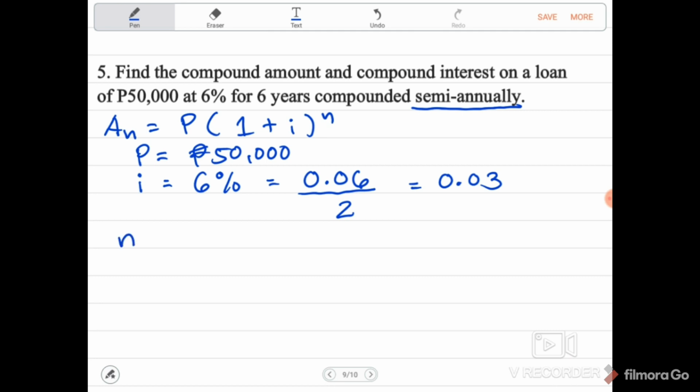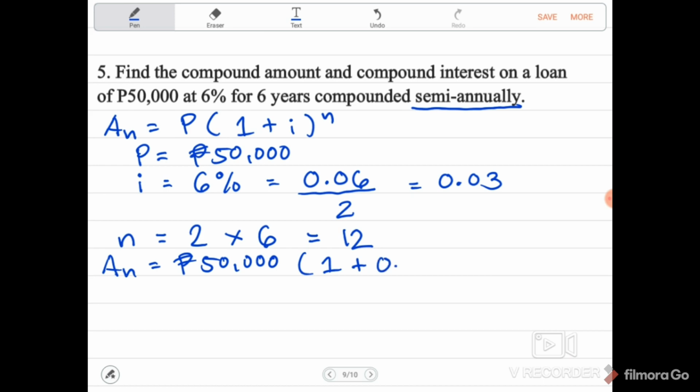Then, for our N, so, semi-annually, that is 2. Okay? Times how many years? That is 6. So, 2 times 6, our N will be 12. Okay? So, yan na. Pwede na natin i-substitute sa formula natin. A sub N is equal to principal natin, 50,000 pesos times 1 plus I, that is 0.03 raised to 12. So our A sub n, or the compound amount, will be 71,288.04. So yun yung ating compound amount.